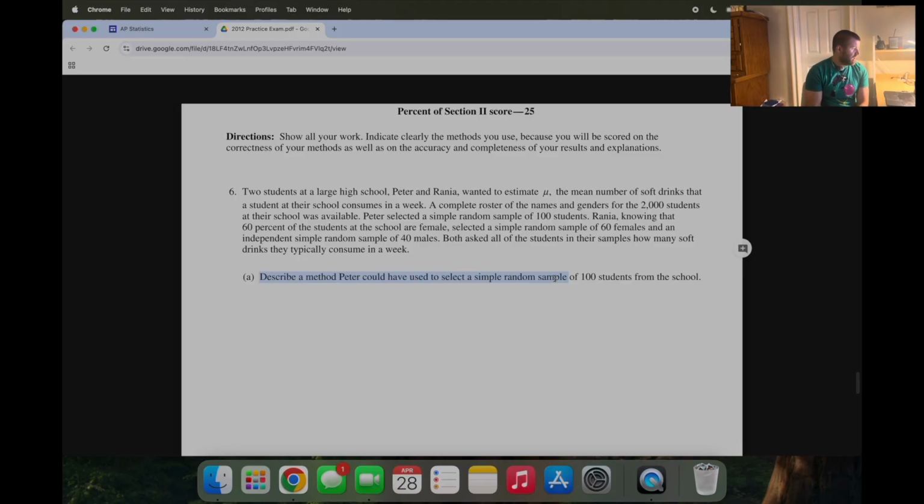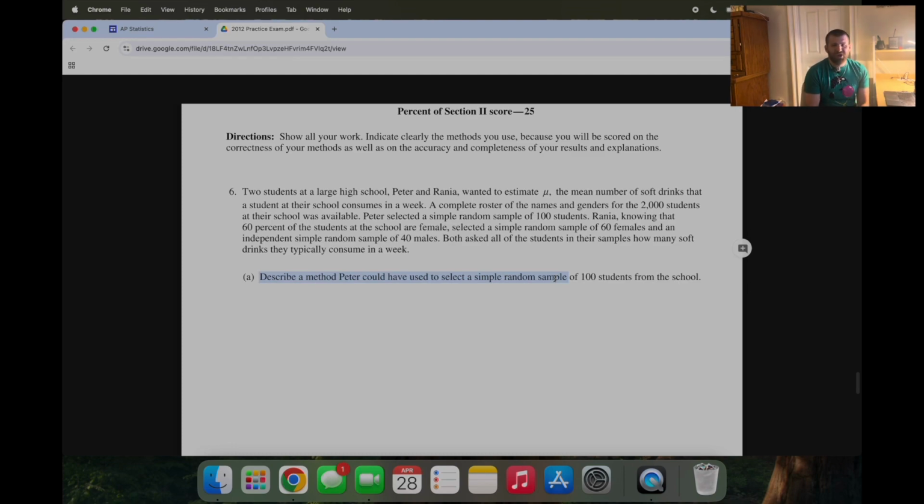Whether that's I'm going to randomly generate 100 student ID numbers and survey the corresponding people. That last part, survey the corresponding people, is incredibly important. If you don't actually say at the end that I'm now going to go talk to these people, you don't get full credit. I know that sounds crazy, but you have to write it. And these are the things that I'm talking about.